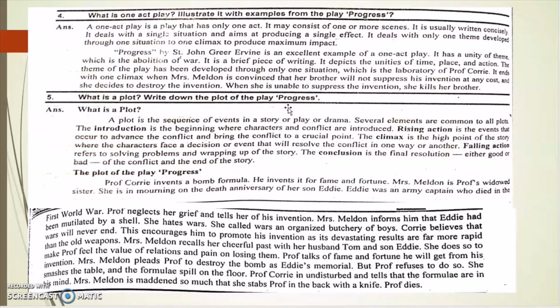What is the plot? Write down the plot of the play Progress. We have already talked about it, so you can read from here, and you can go back to the previous video in which I have talked about the plot in detail. Plot is basically the sequencing of the events in a story. What happened first, what happened next, what was the rising action, what was the climax, how was the conclusion achieved, etc. So you can read from here, or you can read the summary and the plot from the previous video.